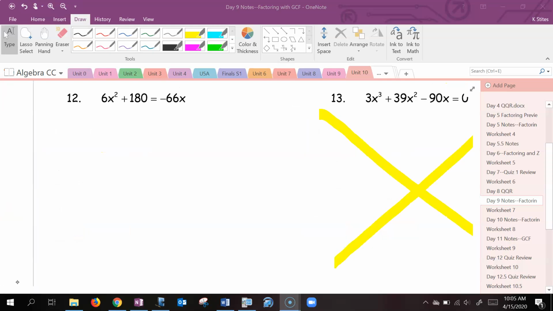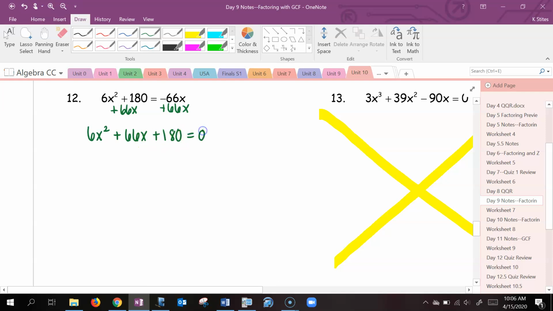All right, on to number 12. So what you might notice is unique about this problem is that you don't have an equal 0. So we will need to fix that. We will go ahead and we will add our 66x over. And since it does have an x, it will need to go into the middle of our expression here. So we'll have 6x squared plus 66x plus 180. And now I have an equal 0 over here on the other side. So that was just an extra step that we had.